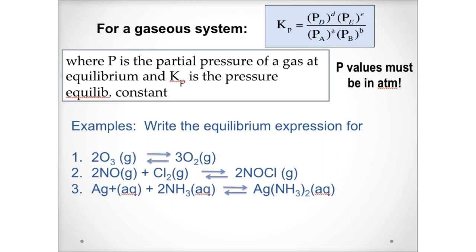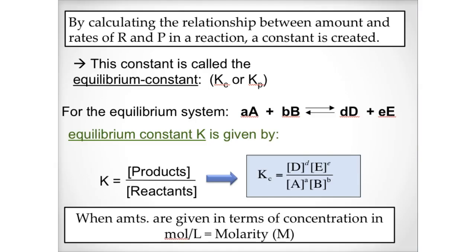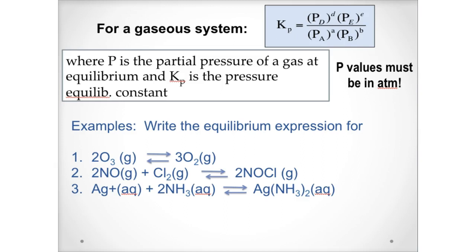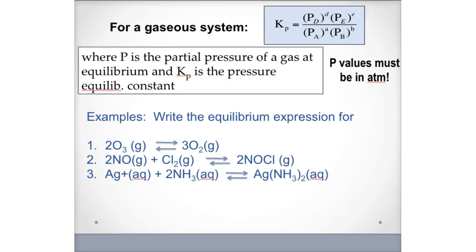So if you look here, it says that you could also set this up in terms of pressure. So instead of putting brackets, we could put parentheses: the pressure of D to the power of its coefficient times the pressure of E to the power of its coefficient, divided by the pressure of A to the power of its coefficient times the pressure of B to the power of its coefficient. It's the same thing, we're just expressing it based on pressure.